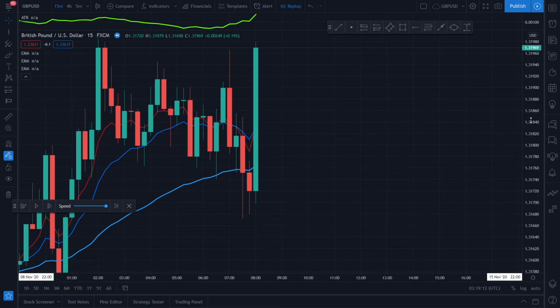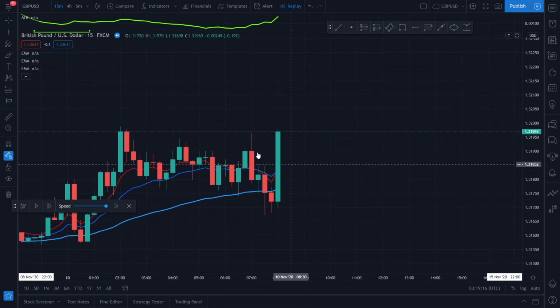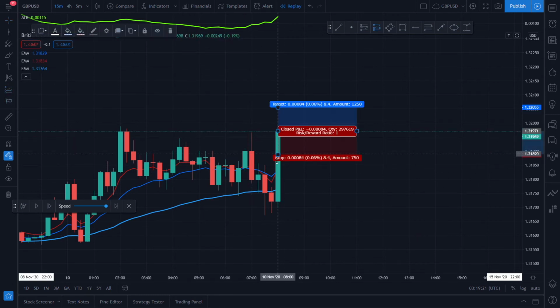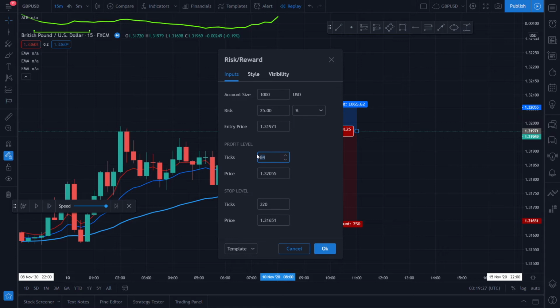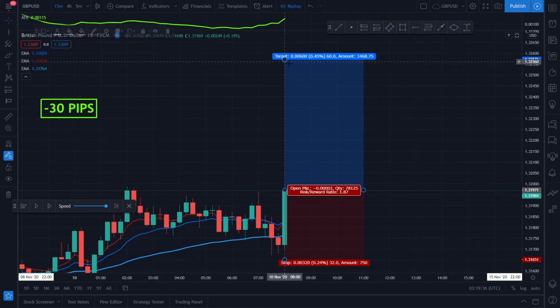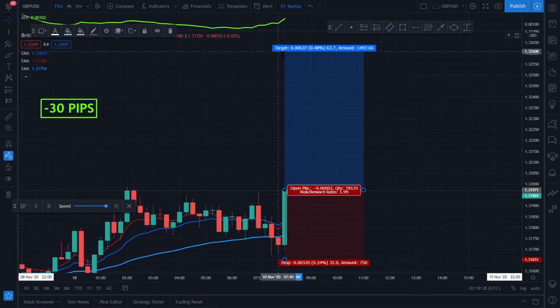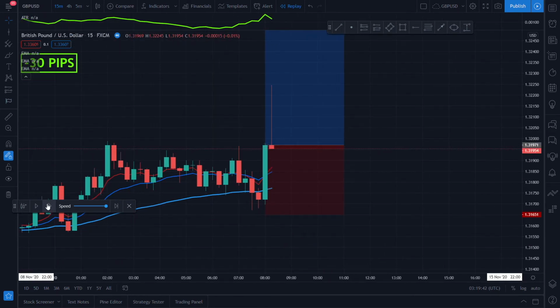All right. So we got the market to cross back over to the upside. So we're going to get into a buy here. All right. Stop loss below here. So another 30 pips. Going to go for 1 to 2. 62. Boom. All right. So let's get into it. Let's see what happens on the market replay.